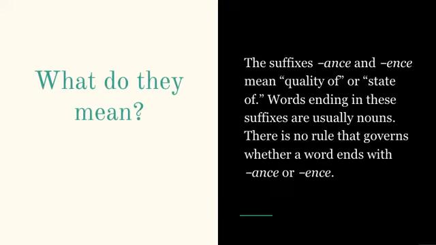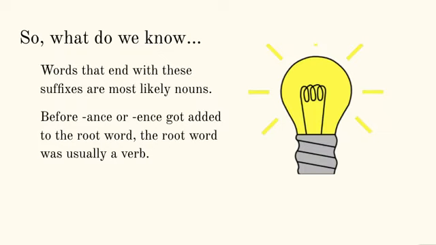So there's no one rule that governs whether a word ends with ance or ence. You have to learn to sort those two things out and spend some time memorizing those words. So what do we know? Well, we know that words that end with these suffixes are most likely nouns. We just learned that. And usually before the suffix ance or ence got added to a root word, the root word was usually a verb. Now, that's not always the case, but in most of the words on your spelling list, that's exactly what happened. So you can spend some time thinking about the spelling of the root word and then have them sorted in your brain about which is the ance set or the ence set.